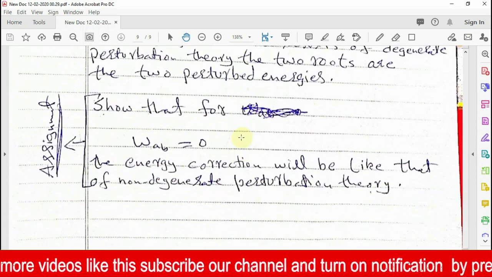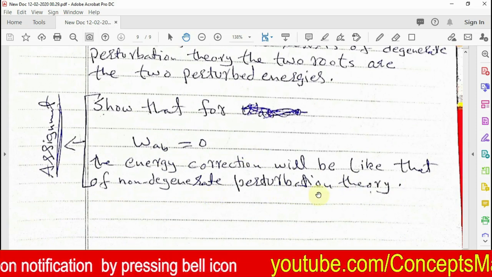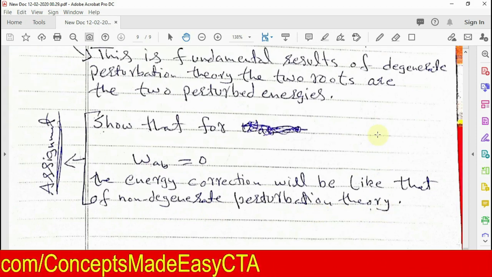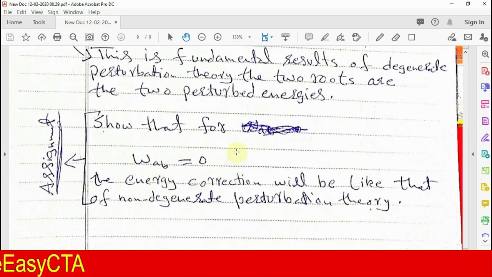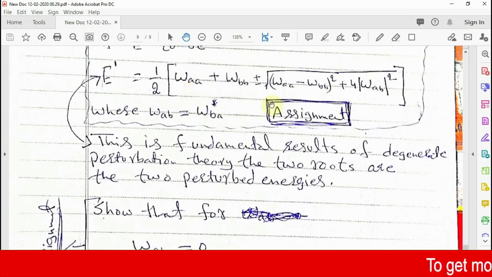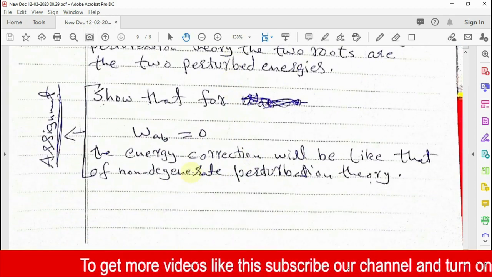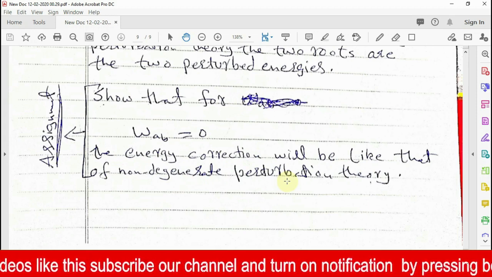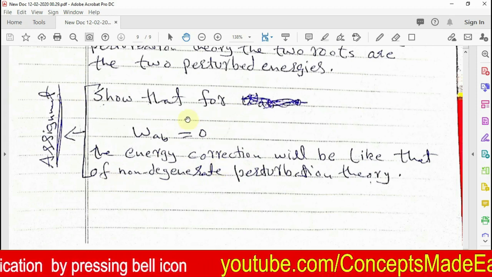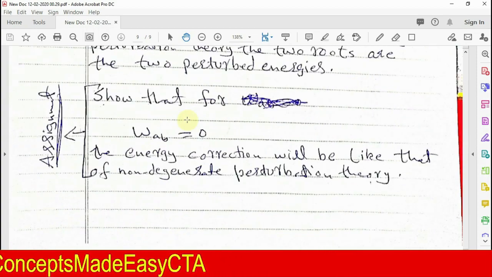Show that for WAB equal to 0, the energy correction will be like that of non-degenerate perturbation theory. Again, something for you: let us say that WAB is equal to 0. Put WAB equal to 0 in this equation, and you will find that it becomes the energy relation for non-degenerate perturbation theory. So again, this proof is your assignment, and in the next lecture we will move forward. Thank you so much.